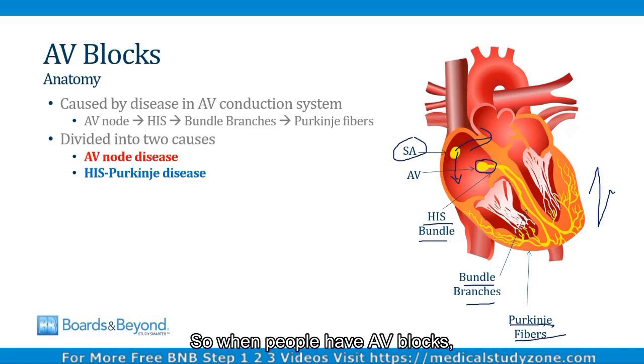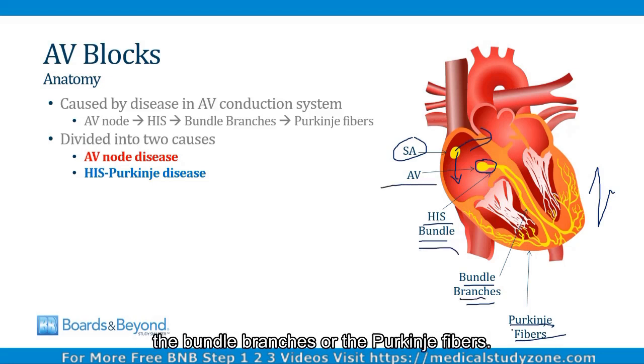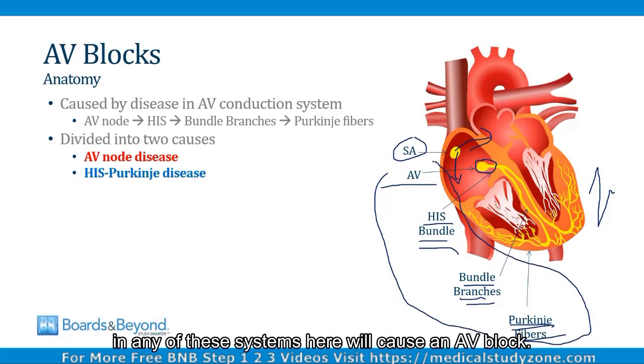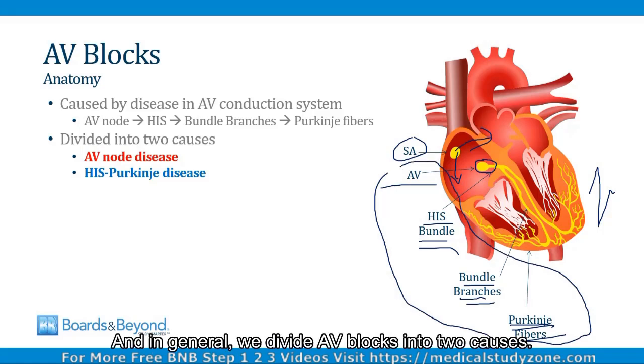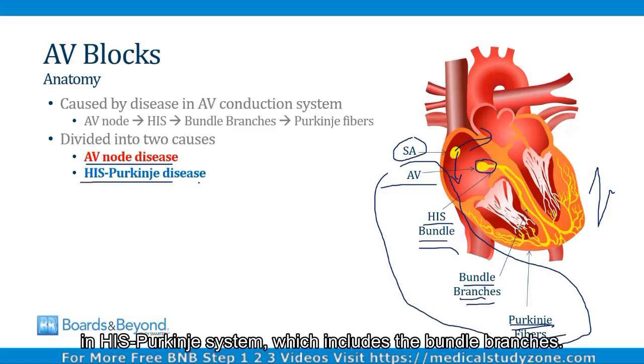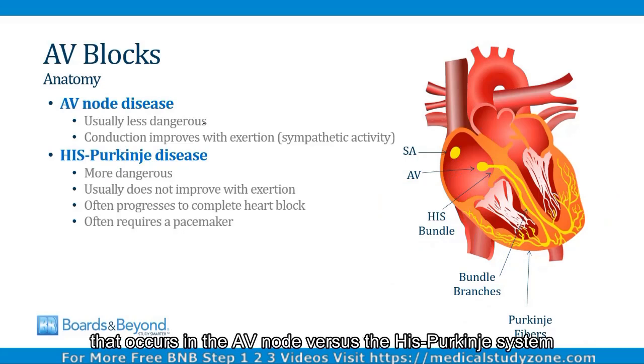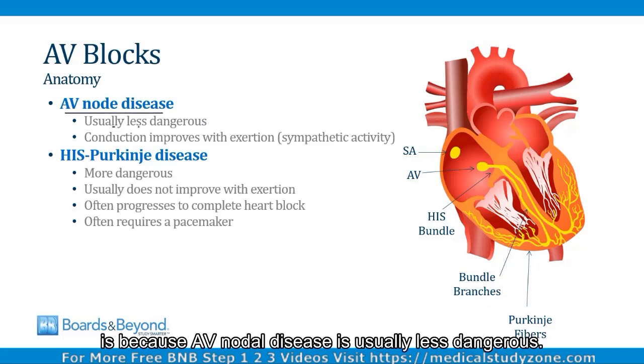So when people have AV blocks, they can either have a problem in the AV node, or they can have a problem in the His bundle, the bundle branches, or the Purkinje fibers. Problems with electrical conduction in any of these systems will cause an AV block. And in general, we divide AV blocks into two causes: those that occur due to problems in the AV node and those that occur due to problems in the His-Purkinje system, which includes the bundle branches. The reason we make this distinction between AV block that occurs in the AV node versus the His-Purkinje system is because AV nodal disease is usually less dangerous.